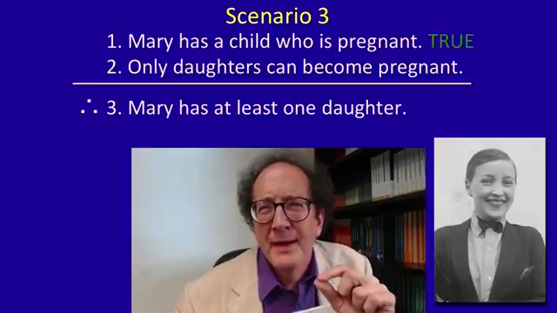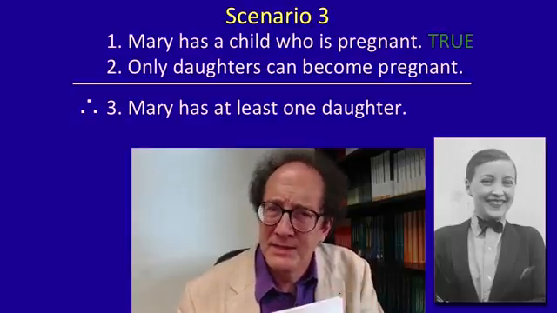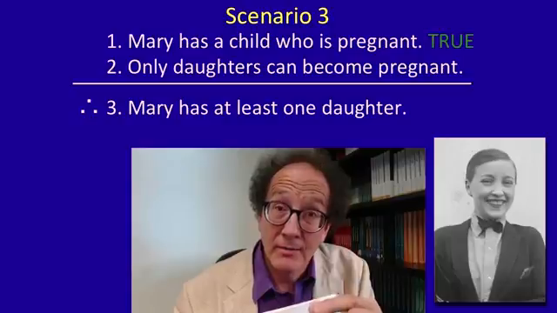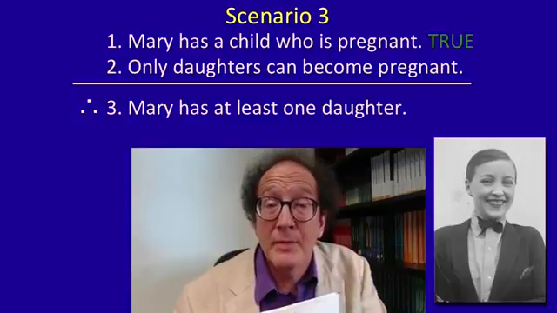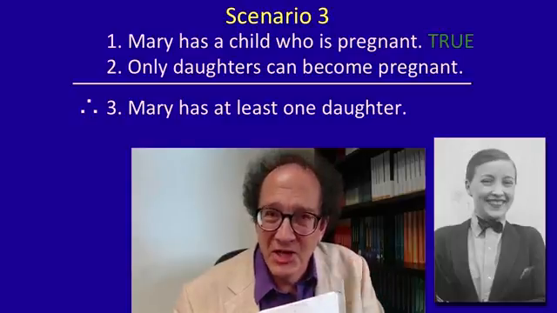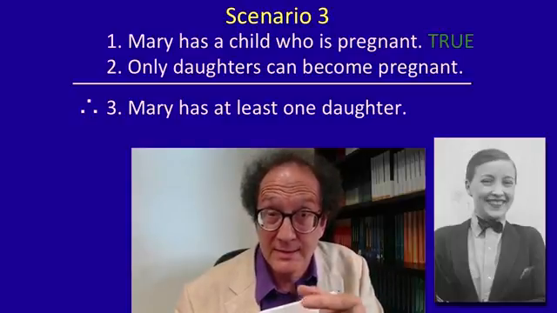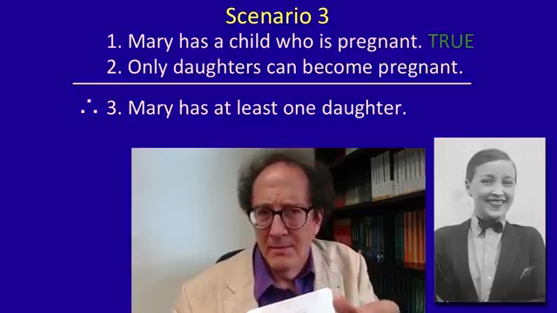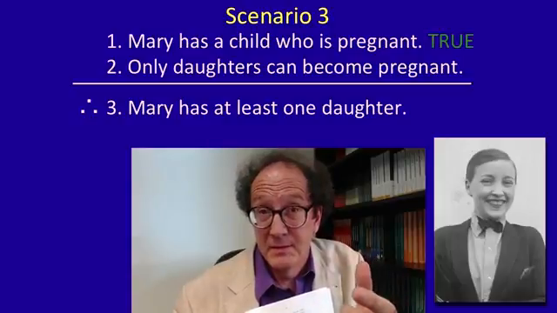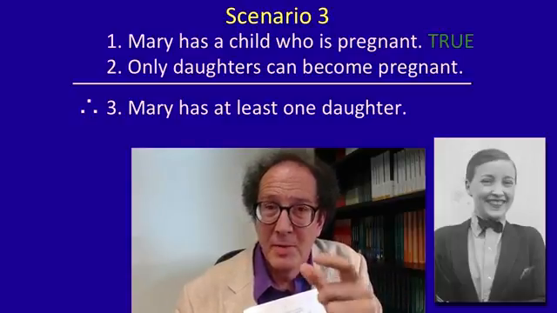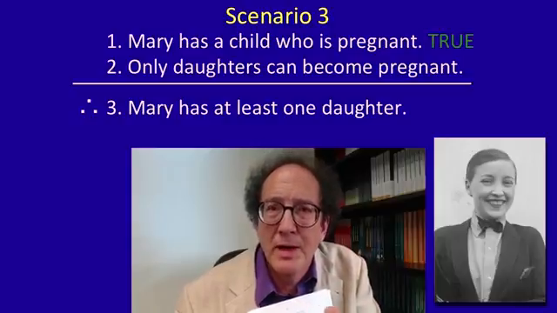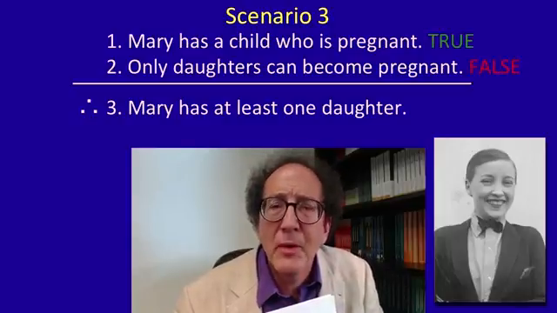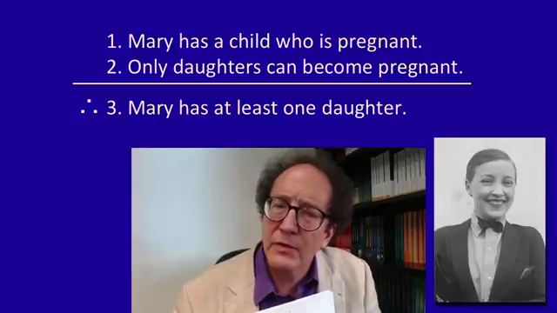Wait a minute. Either her child is a daughter or her child is a son. Now, if it's a daughter and it's pregnant, no problem, the conclusion's true. If it's a son, because that child sees himself as a male, then you've got a choice. Well, what about the first premise? The first premise is going to be true. She does have a child who is pregnant. But what about the second premise? Only daughters can be pregnant. Wait a minute. If that really is a son, if we're going to call that a son, then it's no longer true that only daughters can be pregnant. So now the second premise is false.